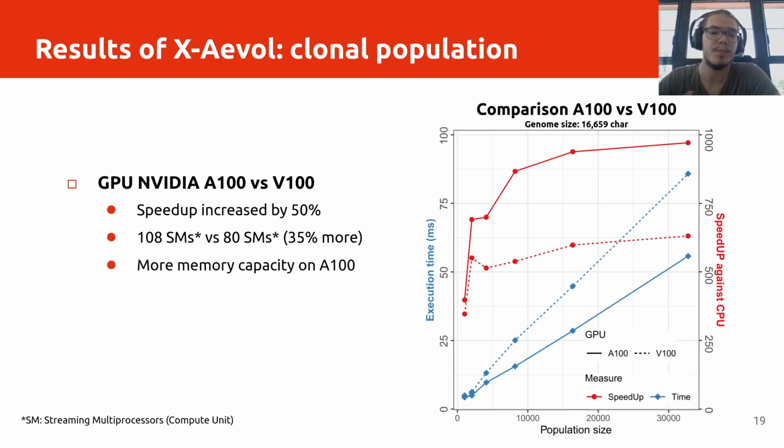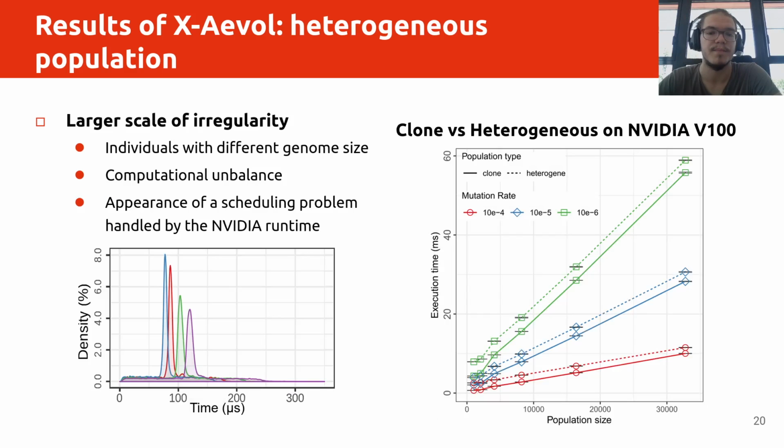We also tried to compare the performance between two generations of GPU architecture, the V100 against the A100. The speedup in red on the diagram is increased by 50% with large enough population using the A100, even though the new architecture has only 35% more computing capability. In fact, the more recent architecture has more memory capacity as well, with higher bandwidth, larger cache, and so on.